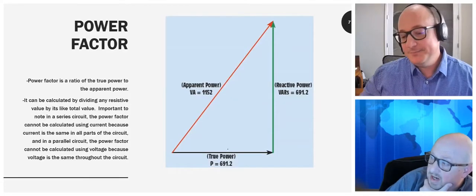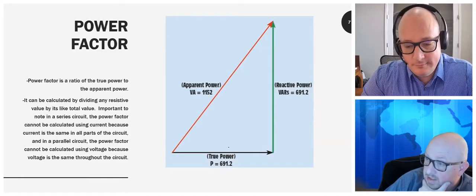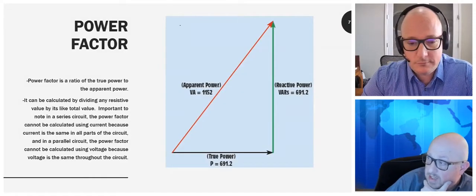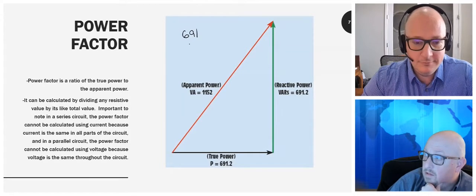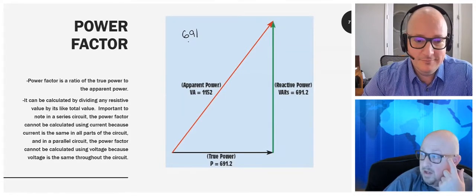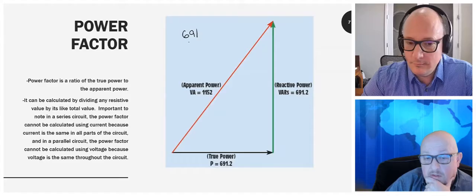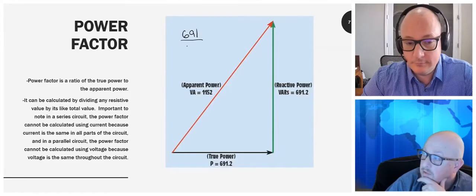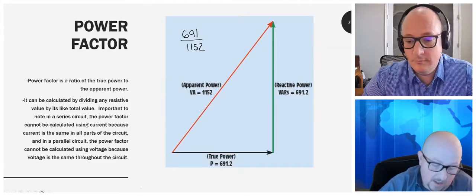So let me get this straight. In this case, we have another slide that's going to give us our angle theta, but in this case, I'm going to go 691 and divide 1152 by 691.